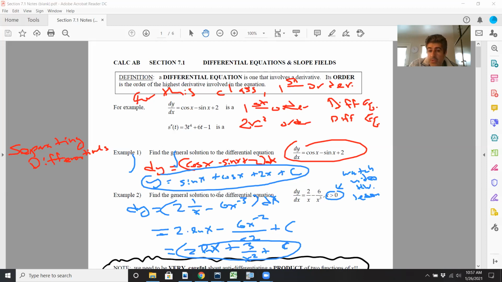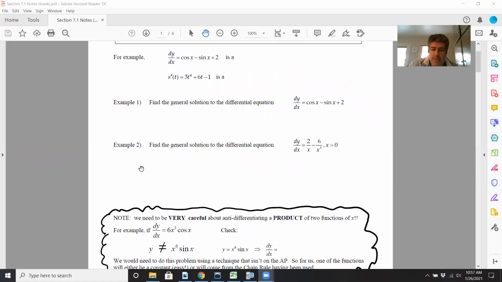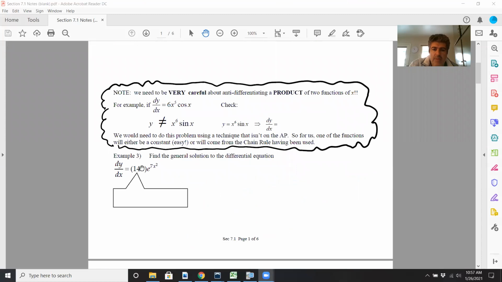We call them general solutions because you don't know what c is. In the video, we'll talk about how to solve for c. Be very careful though when you take an antiderivative of a product of two functions. In this case, there's no such thing as a product rule for antiderivatives. There's something called u substitution, which I'm going to talk with you guys about on Friday. But yeah, you can't just do that. That's bad.